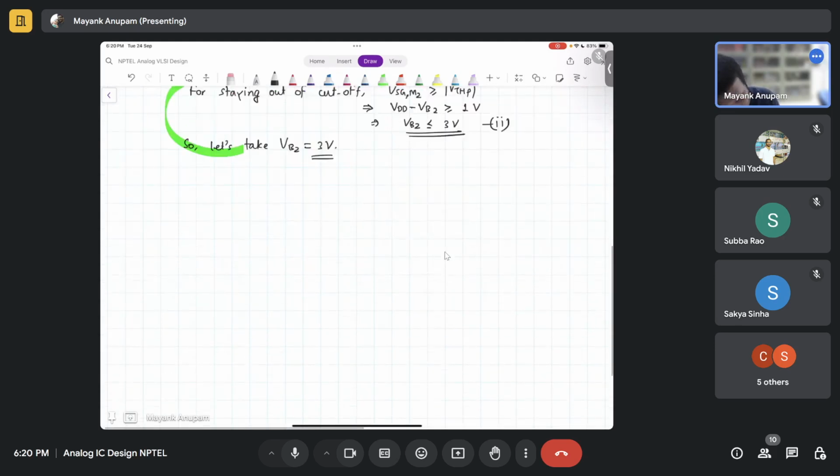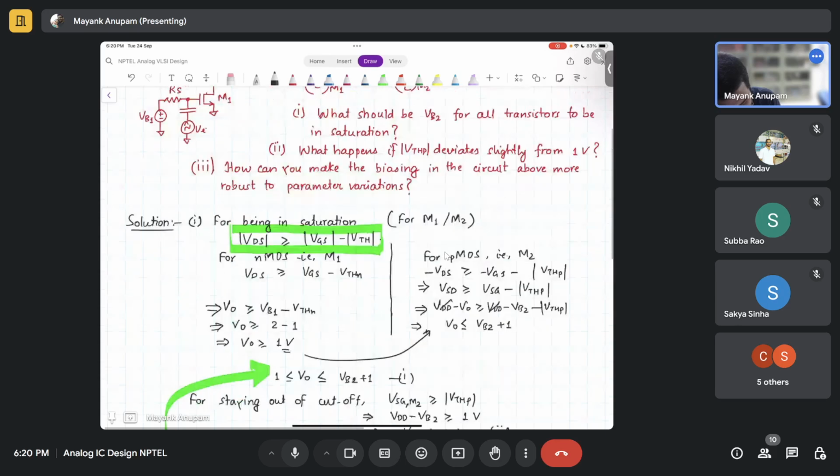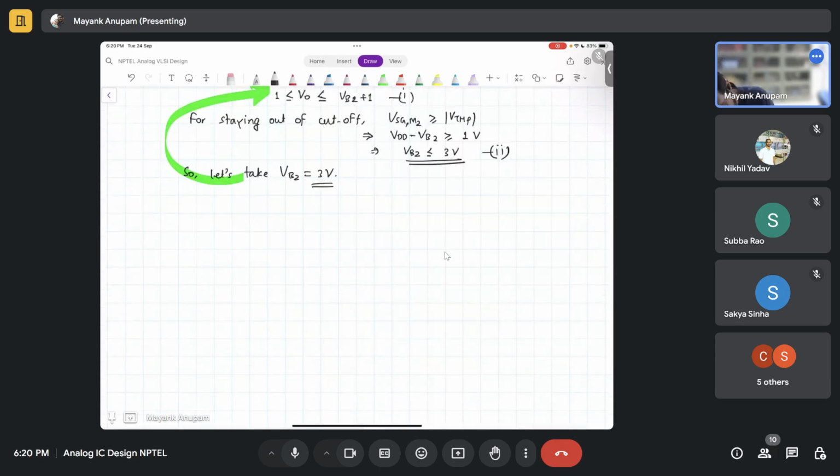So now let's think in terms of the current. So let's find out what is the current.